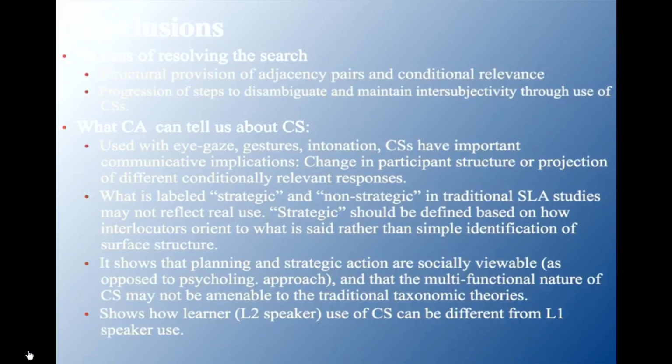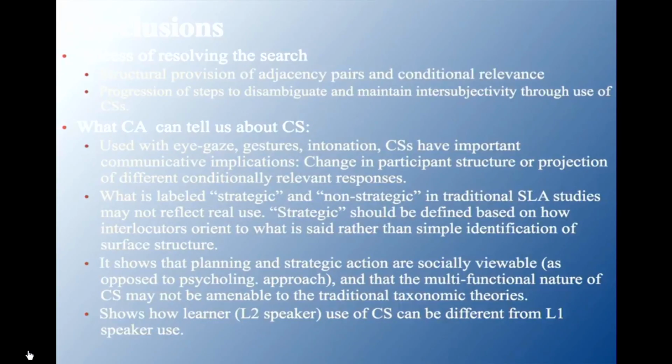Now, an important thing to say is what CA tells us about communication strategies, and that is when we consider the use of communication strategies with eye gaze, gestures, intonation, strategies have important communicative implications. They can change participant structure or project different conditionally relevant responses. What is traditionally labeled strategic and non-strategic may not reflect real use. That is, strategic should be defined based on how interlocutors orient to what is said, rather than simple identification of surface structure, like code switching.